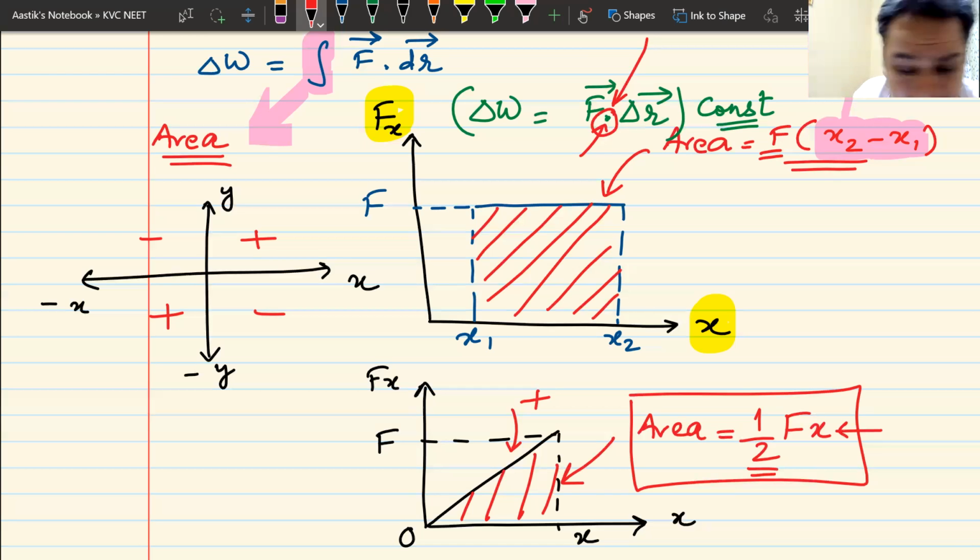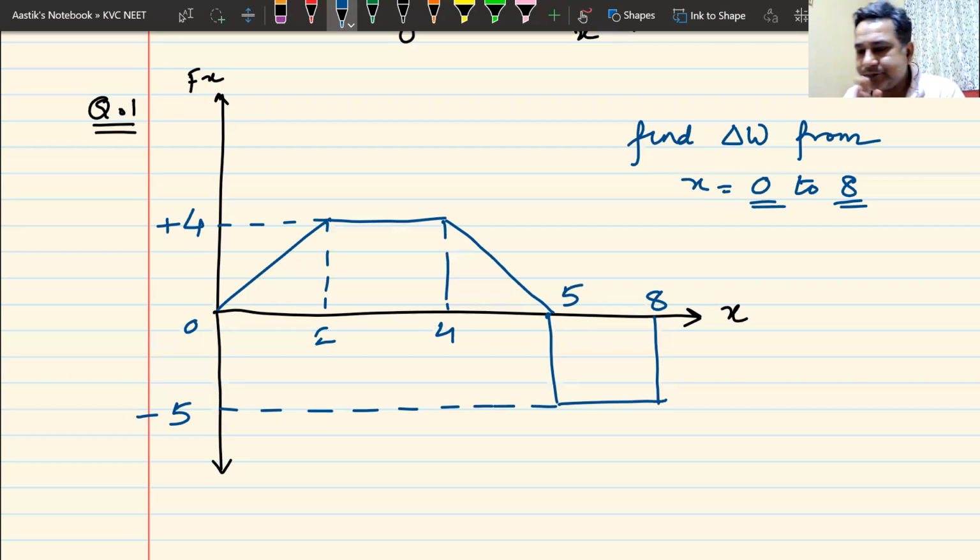I hope you have noted it down now. Okay. So here comes your next question, and you have 2 minutes to solve this. Now, you are given a graph between Fx and x. Values are given. You have to find out the work done by this force from x equal to 0 to x equal to 8. Your 3 minutes starts now.